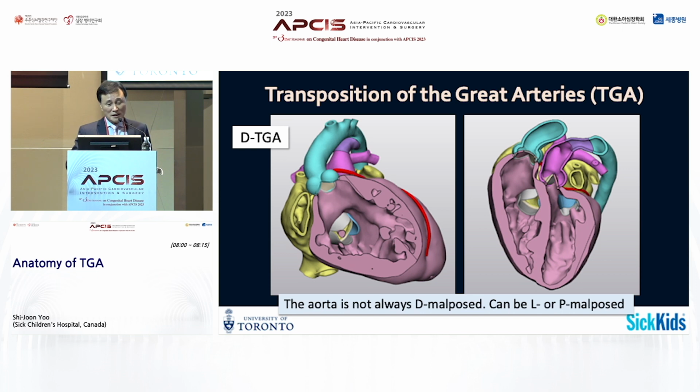So DTGA. The aorta is not always dextroposed; it can be levoposed or posterior in position, or even directly anterior. So that's a little bit of a problem of terminology with DTGA, but as long as you know that and still use DTGA, that will be fine.